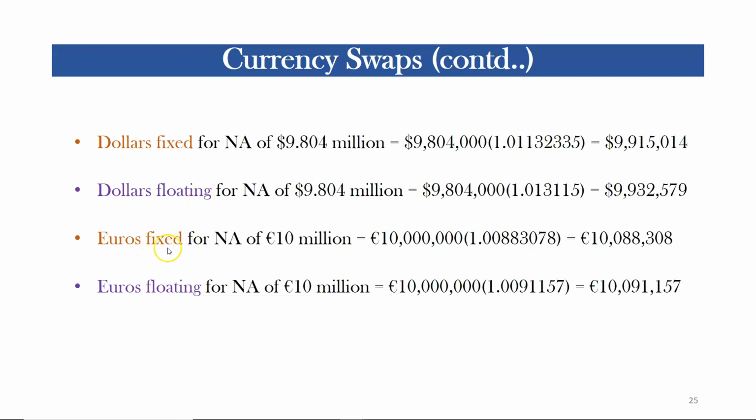Next, if you are paying or receiving euro fixed in a currency swap, with a notional value of 10 million at the start, it will now be equal to 10.088308 million euros. If the swap involves paying euros floating with a notional value of 10 million at the start, it will now be equal to 10.091157 million euros, and we are using the fixed rate and the floating rate bond prices we calculated in table 11.7 to get these adjusted notional values of currency swaps.